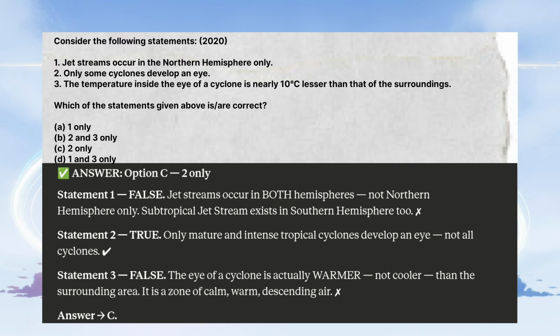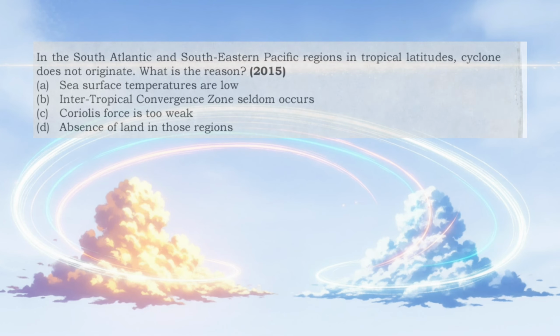Answer, option C, 2 only. Statement 1 false. Jet streams occur in both hemispheres, not northern hemisphere only. Subtropical jet stream exists in southern hemisphere too. Statement 2 true. Only mature and intense tropical cyclones develop an eye, not all cyclones. Statement 3 false. The eye of a cyclone is actually warmer, not cooler, than the surrounding area. It is a zone of calm, warm, descending air. Answer C. Question 19, UPSC Prelims 2015.